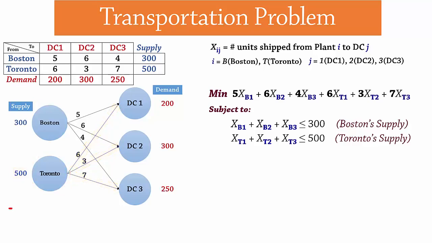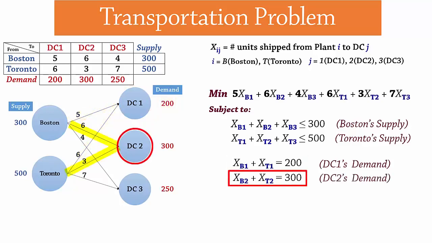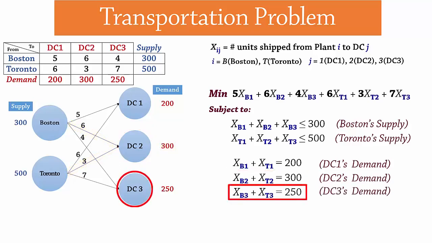Note here that total supply exceeds total demand. That is, we will not end up exhausting capacity. And that's why we use the less than or equal sign. For DC1 node, we write XB1 plus XT1 equals 200. Equality is used because we have a demand here that must be met, and we have enough supply to meet it. Similarly for DC2, we have XB2 plus XT2 equals 300, and for DC3, we have XB3 plus XT3 equals 250.